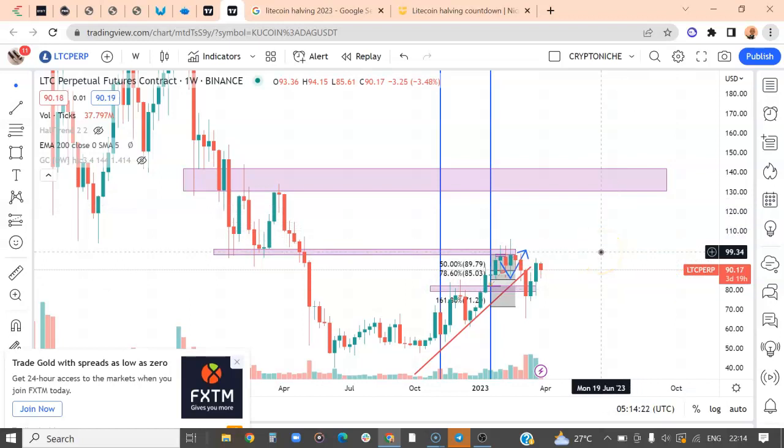So if you're going to be holding Litecoin in anticipation of the Litecoin halving, you can actually take advantage of that.